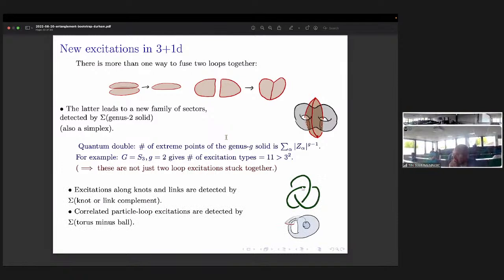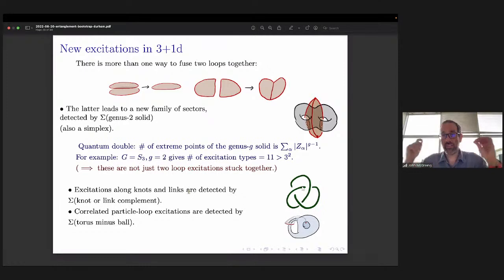There can also be excitations that are shaped differently. Instead of just an excitation that's a loop, that's the unknot, we can imagine that first it's tied into a knot. And those are detected by the information convex set of the complement of that knot.